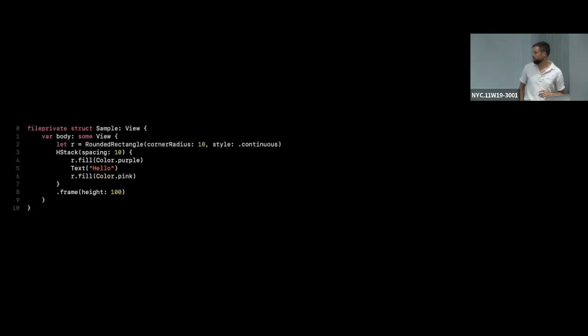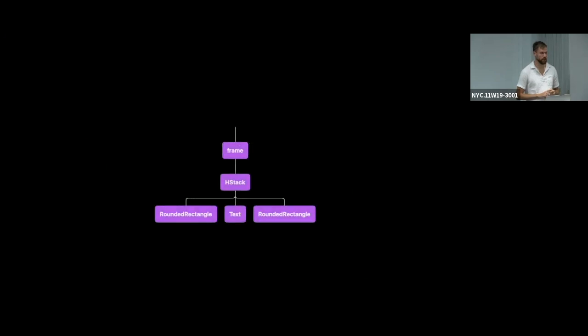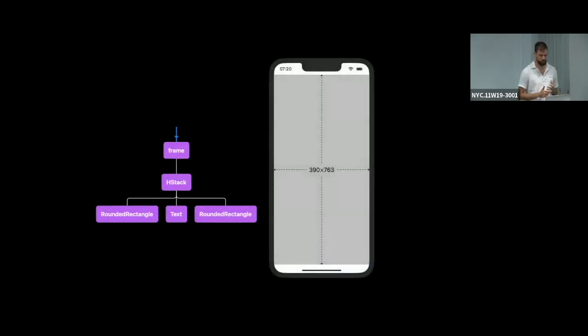I just swapped them around again, so we have rectangle, text, rectangle. This is the render tree that we get. We have a frame, and I don't know if you remember, the frame had a height of 100, with the HStack and then the 3 subviews. The first thing that's going to happen is we're going to propose the entire safe area to the frame, 390 by 763. The frame had a height of 100 and no width parameter set. What it's going to do is take that 390, discard it, and use 100 for its proposal. So it's going to propose 390 by 100 to its children.